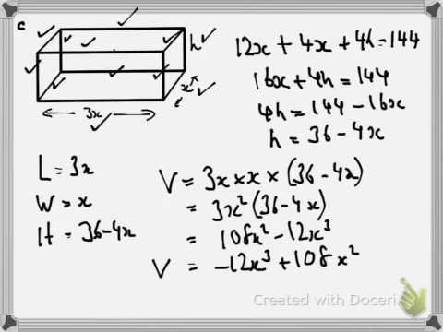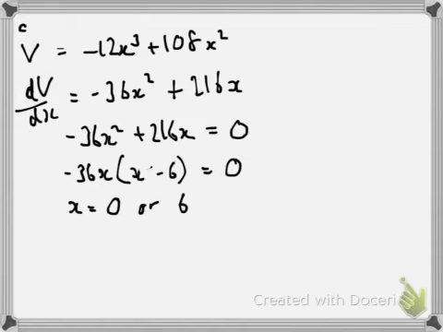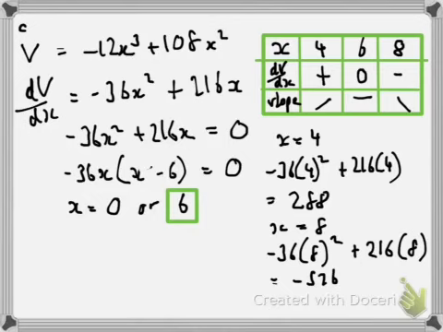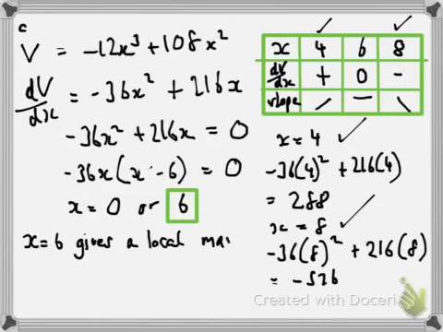Now, returning to our diagram, x equals 0, so there's our width, isn't possible. We can't have a 0 value for width. So x equals 6 is our expected maximum. We now set up a gradient table. Just to save a bit of time, I've done the working there for the gradient table. I've chosen numbers either side of 6. I've substituted them into the derivative and got a positive, 0, negative. So x equals 6 gives a local maximum because we've got the pattern plus, 0, negative.